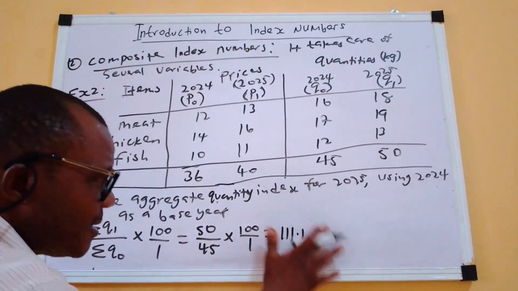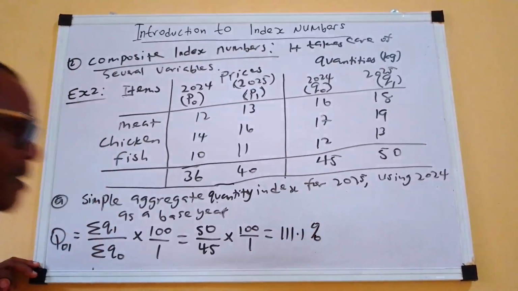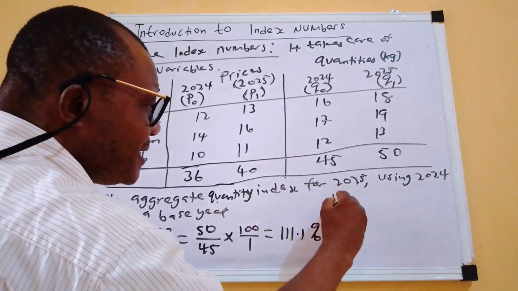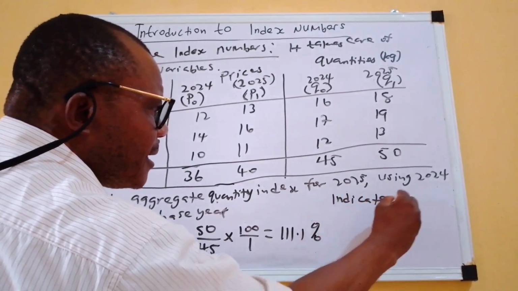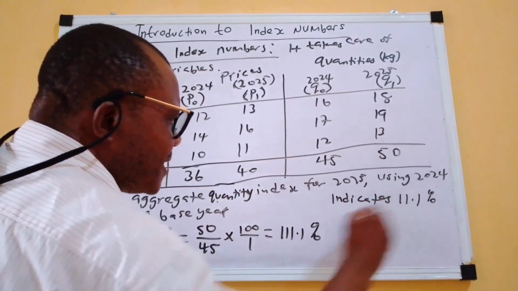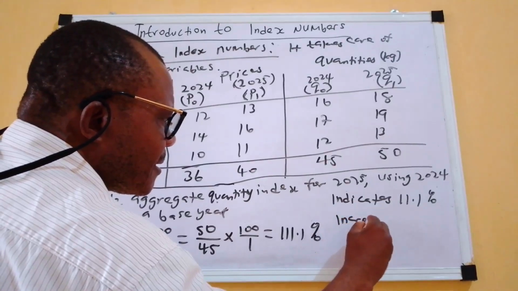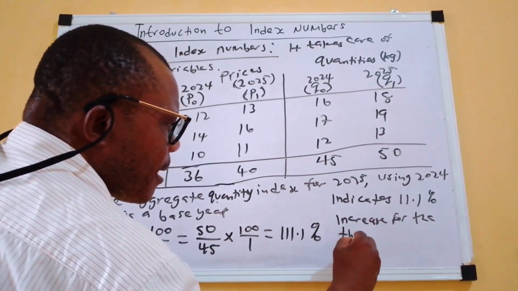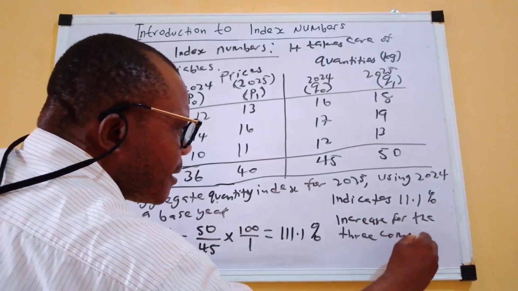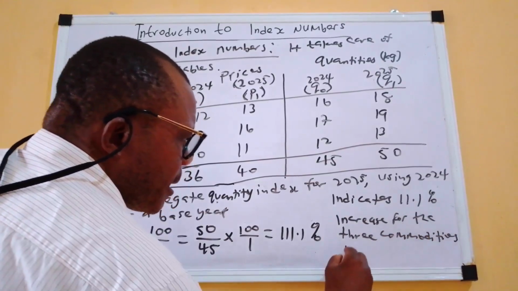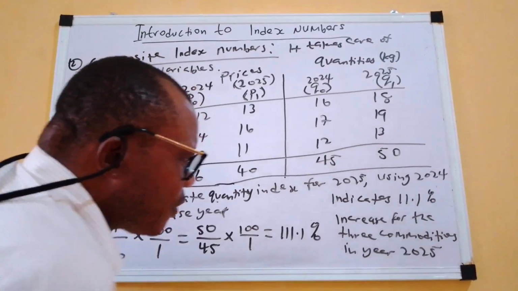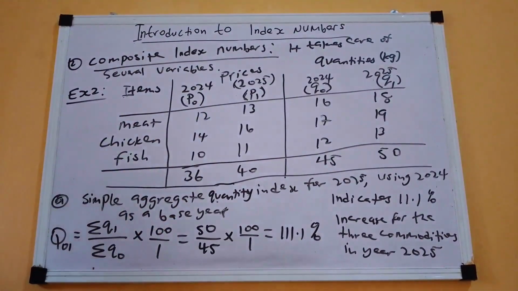111.1%. So this now indicates, so the result must be interpreted. This indicates an 11.1% increase for the three commodities in year 2025, as compared with that of 2024.